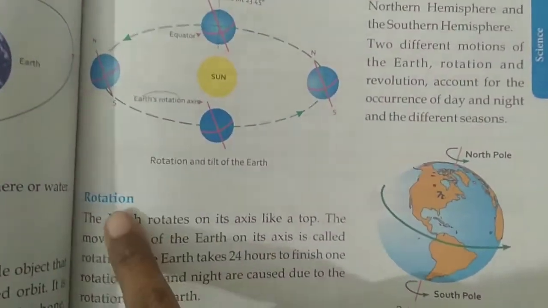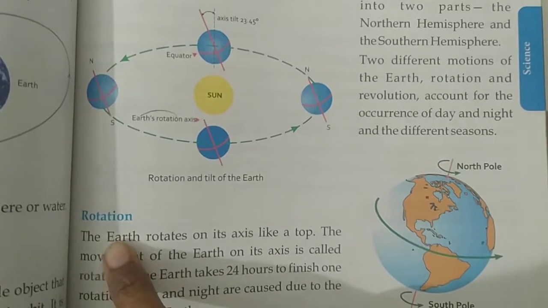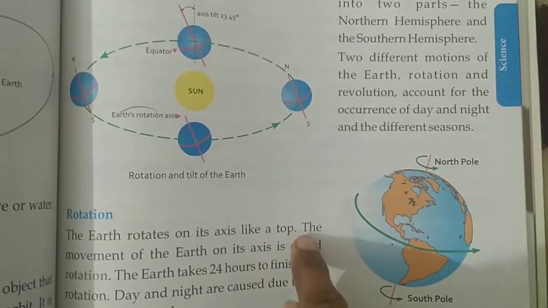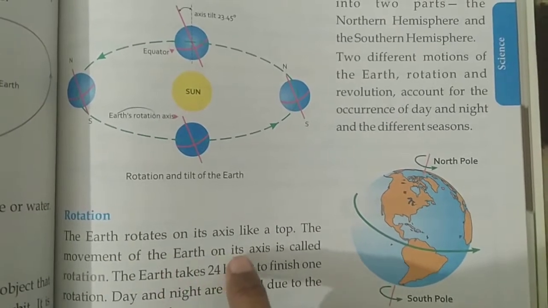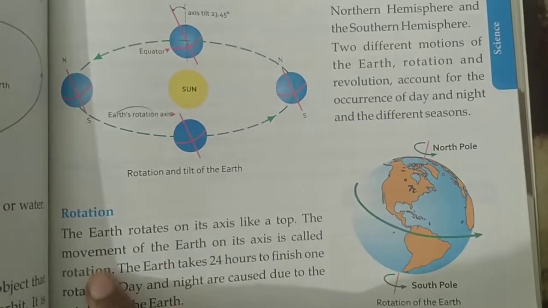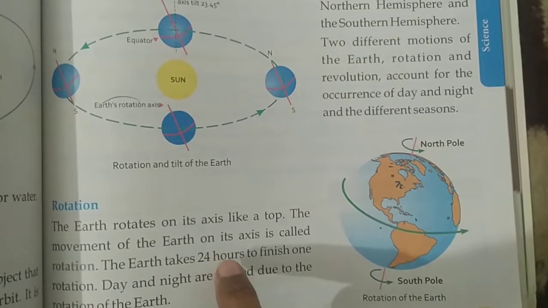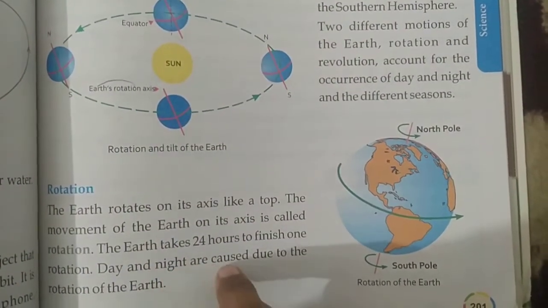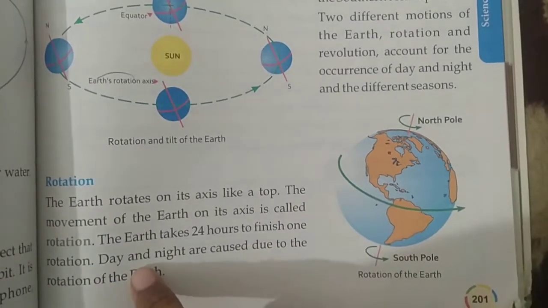Let's read about rotation. The earth rotates on its axis like a top. The movement of the earth on its axis is called rotation. The earth takes 24 hours to finish one rotation. Day and night are caused due to the rotation of the earth.